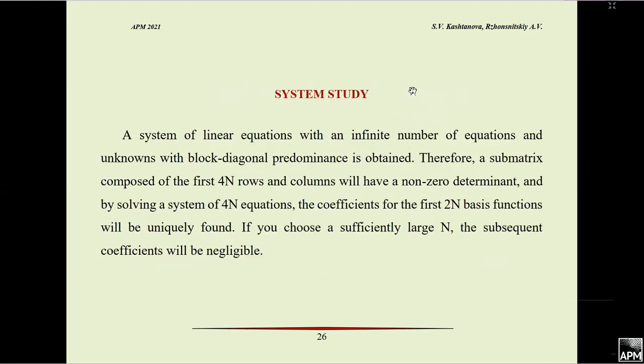This system has an infinite number of equations and unknowns and has block diagonal predominance. Therefore, a submatrix composed of the first four n rows and columns will have a non-zero determinant. When you solve a system of four n equations, you get the coefficients for the first two n basis functions uniquely. I remind you that each basis function has two coefficients, an and bn. So if we have four n equations, we find four n coefficients, which are needed for two n basis functions. If we take larger n, the subsequent coefficients will be negligible, again because of block diagonal predominance.